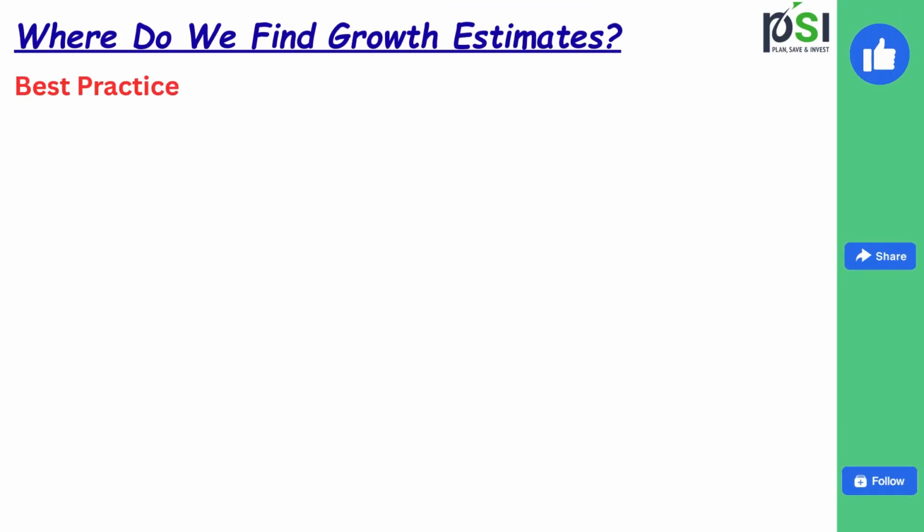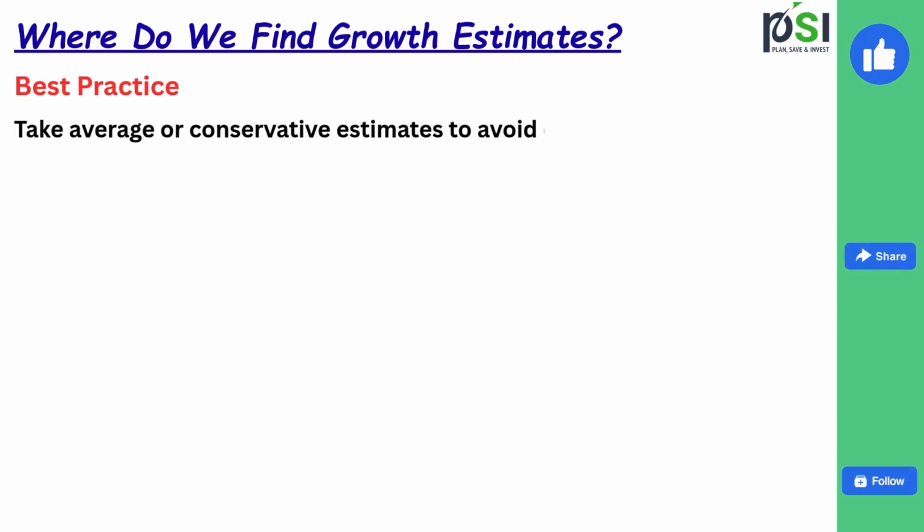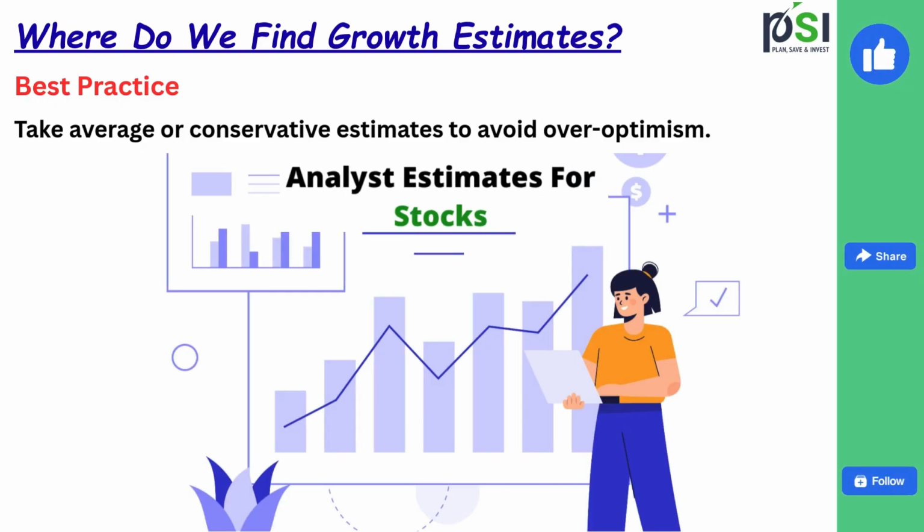But what is the best practice? Take the average of conservative estimates to avoid over-optimism. Don't take the average estimates of 1-2 analysts; take the average estimates of 10 or 20 analysts. If you want to be conservative, take a growth rate less than the average estimates. If you are an aggressive investor, take more than the average estimates. So it all depends on your style of investing.